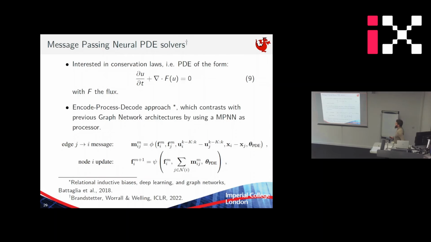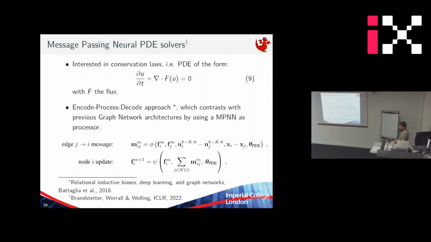What they did is they considered PDEs of that form. This is known as conservation laws. Many PDEs fall into that. And they use the encode, process, decode approach from the Battaglia paper, the graph network paper. But instead of using a processor that is a graph network, they use message passing. Message passing networks are a type of graph network, but they specifically use this message passing instead of a general graph network. Message passing networks are an example of graph networks. And this is the form of the thing.